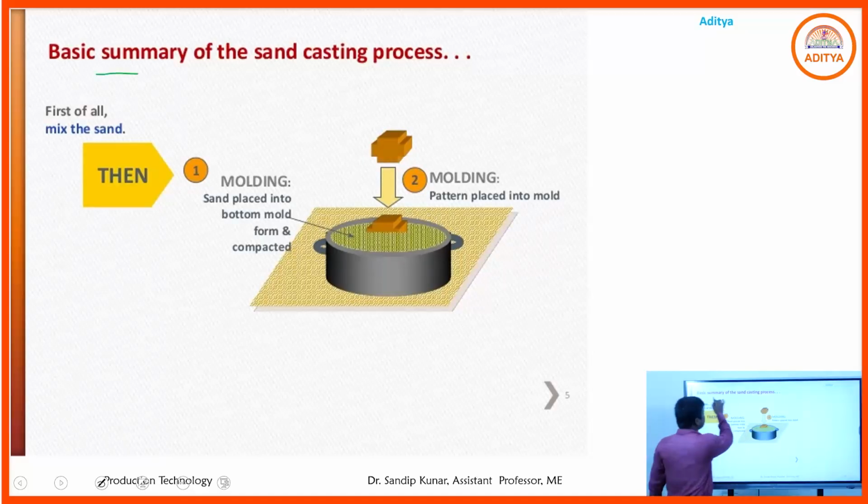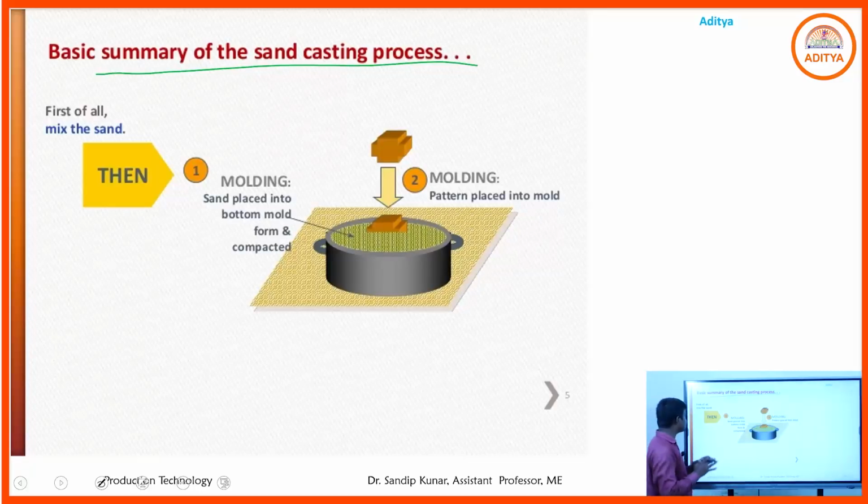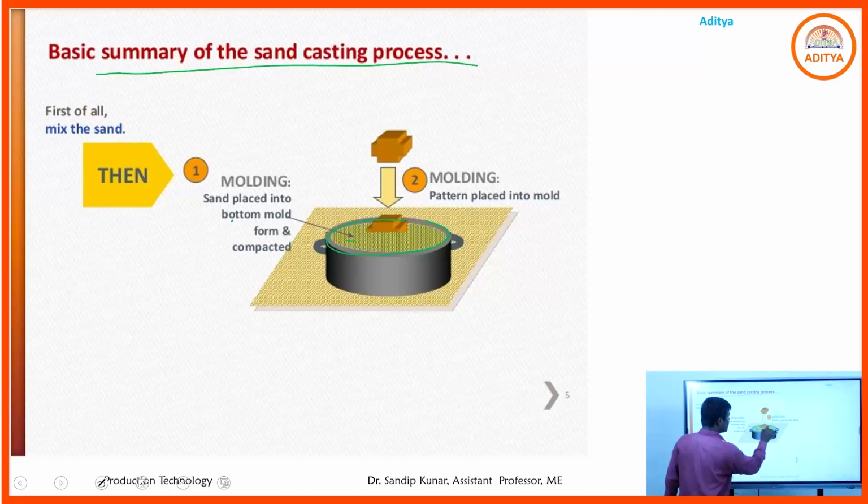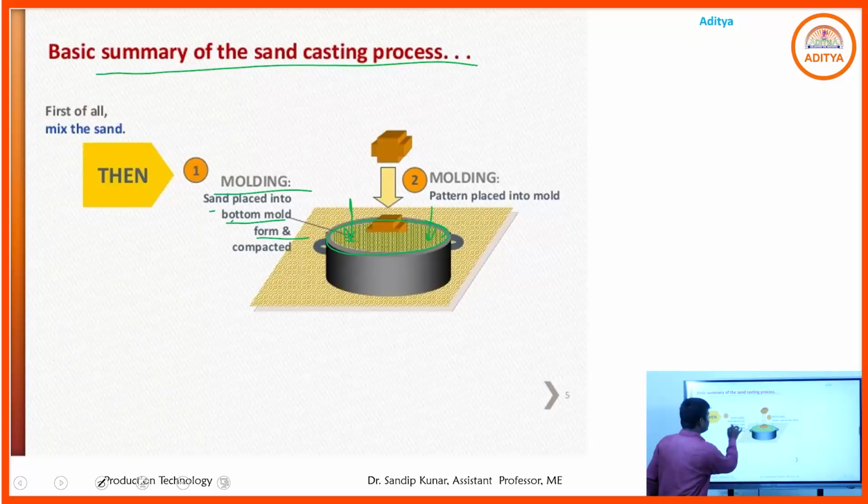What is the basic summary of the sand casting process? First of all, mix the sand, meaning the sand will be mixed with particular additives for our casting purpose. Then the sand is placed into the bottom mold, the drag part, and that sand will be compacted using the rammer. First is molding: sand placed into the bottom mold, formed and compacted.